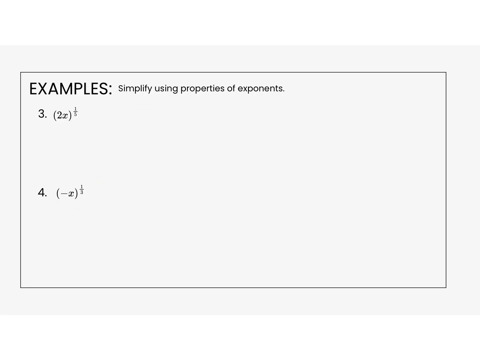Okay, here I have 2x to the 1/5. So that would be the 5th root of 2x. All of it goes underneath there. Negative x to the 1/3. So that 1/3 really means the cube root. And negative x goes on the inside.